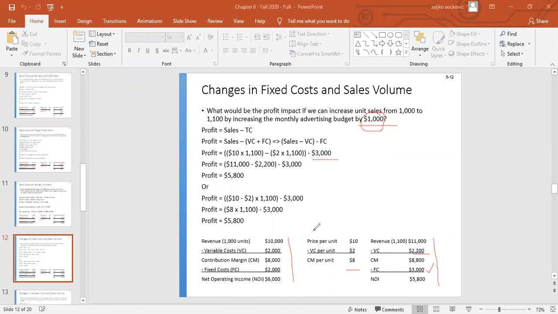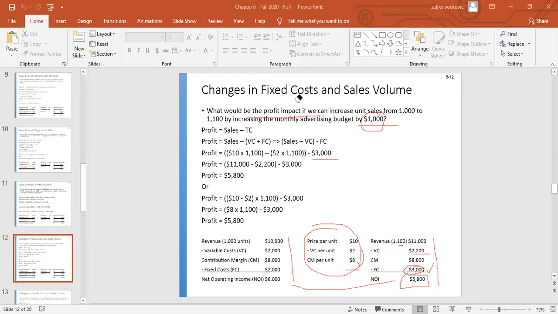See, this here is staying the same. Nothing changed with price, nothing changed with variable cost per unit. So your contribution margin is always 8. However, your number of units changed from 1,000 to 1,100, but your fixed costs changed to 3,000. So you increased your sales, but your fixed cost increased by 1,000. So your net operating income is lower by $200. For example, a question here could be, what would be the profit impact? Well, the profit impact is a $200 loss.